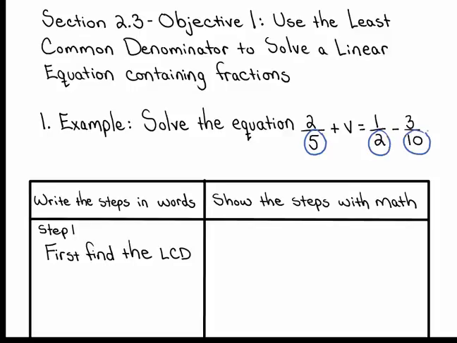So looking at the three denominators that we have here, 5, 2, and 10, the factors of 10 are 2 times 5. I can look at these factors to determine what the LCD would be. I can tell that my LCD needs to have a factor of 5 and a factor of 2. So 5 times 2 is just going to be 10. So my LCD will be 10.